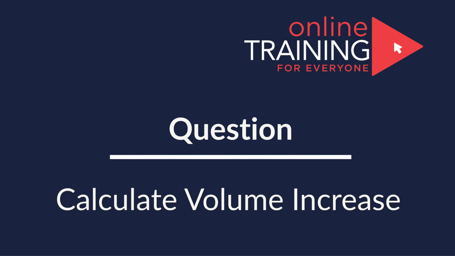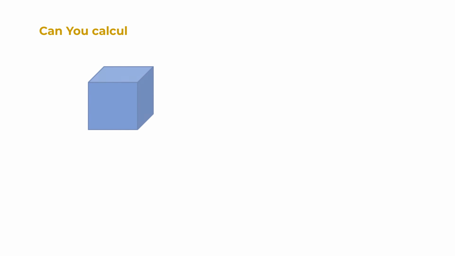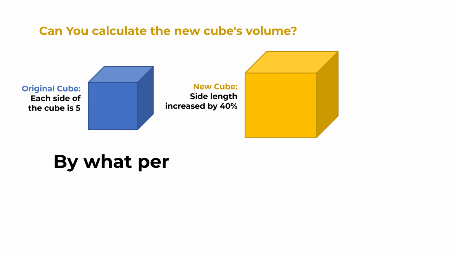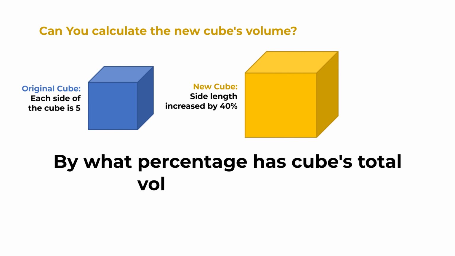Here is a very interesting question we frequently see on the test. A 5 by 5 by 5 cube has its sides' length increased by 40%. As a result of these changes, by what percentage has the cube's total volume increased? You're presented with 4 different choices.